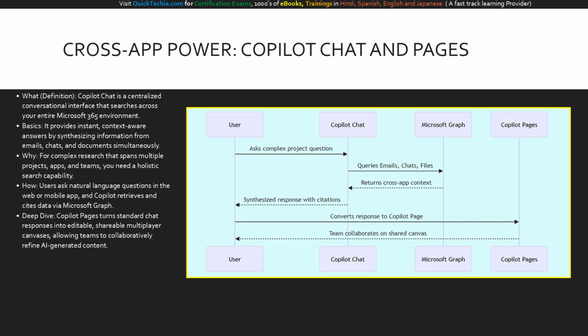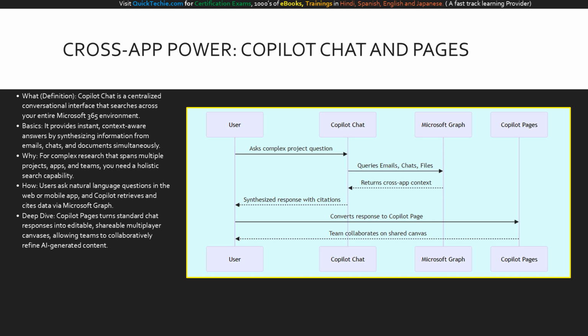Sometimes your work isn't confined to a single document or spreadsheet. That is where Microsoft 365 Copilot Chat comes in. What is it? It is a centralized conversational interface that searches across your entire enterprise environment. The basics: it synthesizes information from your emails, Teams chats, and SharePoint files simultaneously to give you holistic answers.